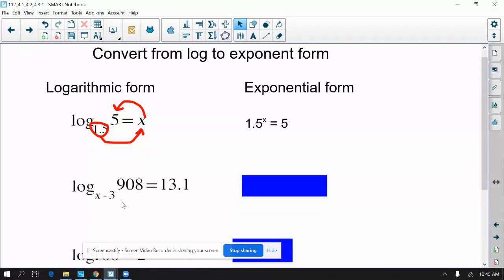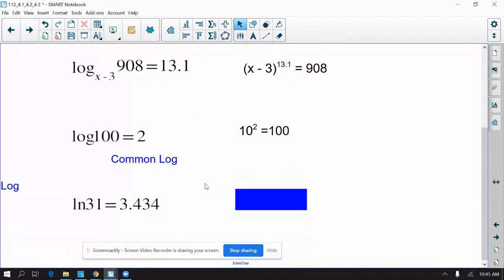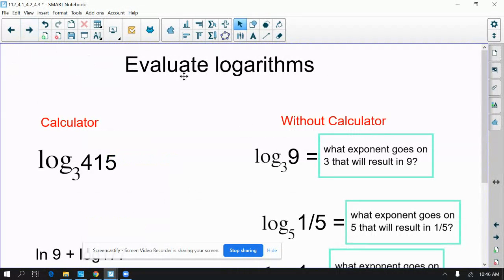Here, the base is x minus 3. So x minus 3 raised to 13.1 equals 908. What do I do here? Remember, this is a common log. There's no base I can see, but that means it's base 10. So this is 10 to the second equals 100. And again, another ln is the natural log, and this is the base e. So e to 3.434 equals 31. Evaluate. So find the value.